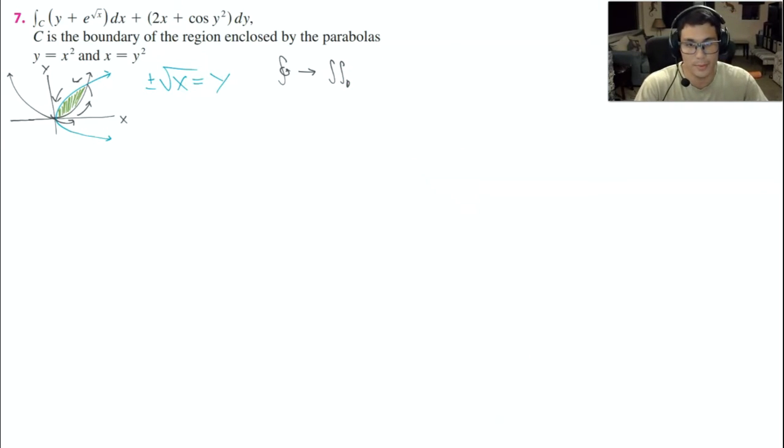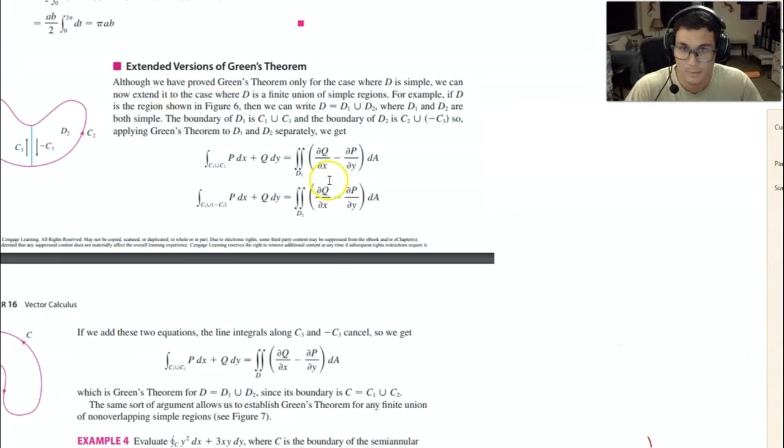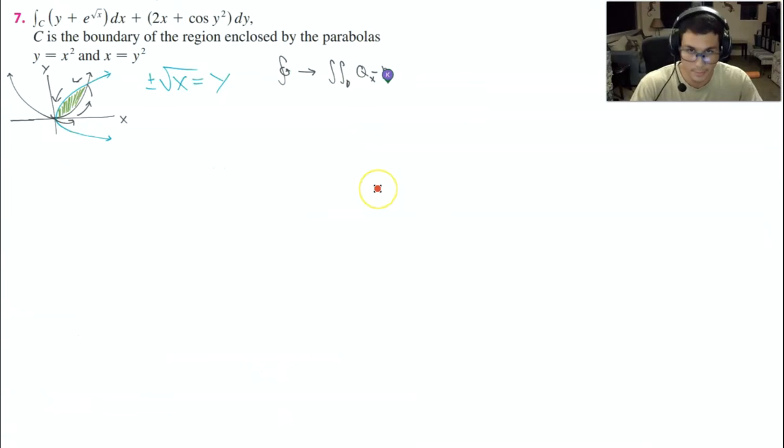And what is the formula? Let's look up the formula real quick. Yep, this is the formula right here. It goes dq with respect to x minus dp with respect to y, dA. Okay, we'll go back to paper.